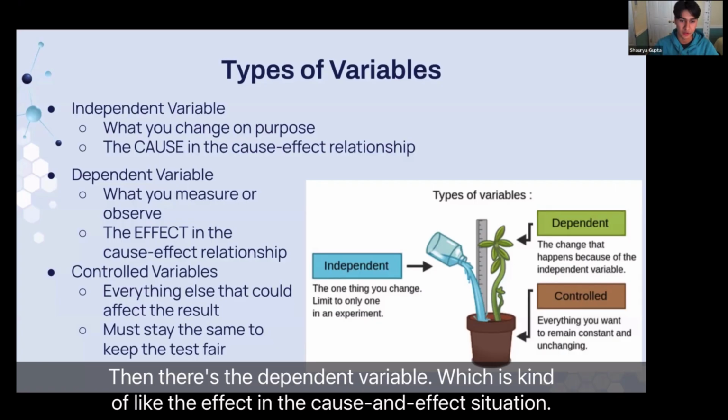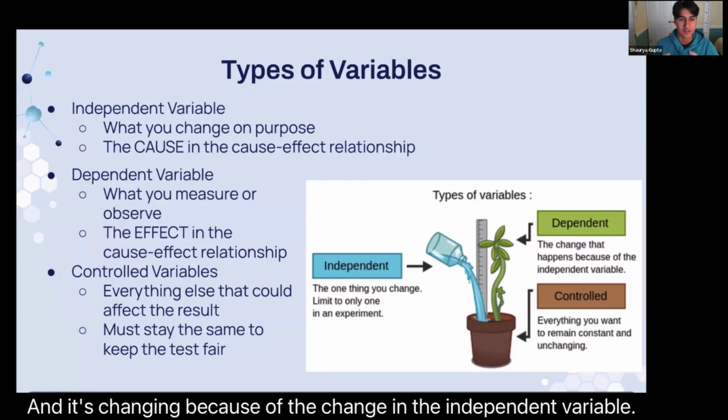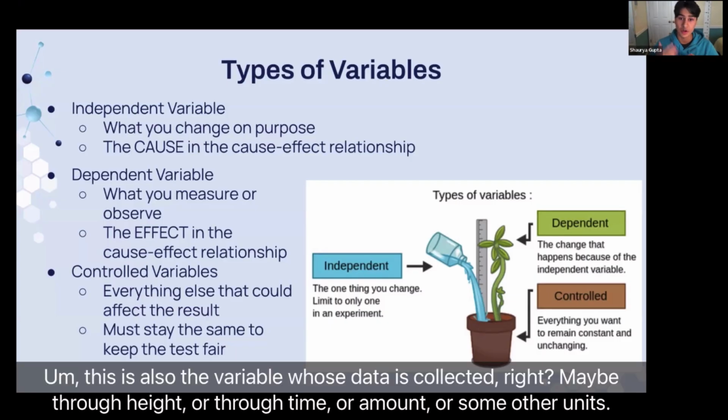Then there's the dependent variable, which is kind of like the effect in the cause and effect situation. And this is the variable that's measured or observed, and it's changing because of the change in the independent variable. This is also the variable whose data is collected, right? Maybe through height or through time or amount or some other units.